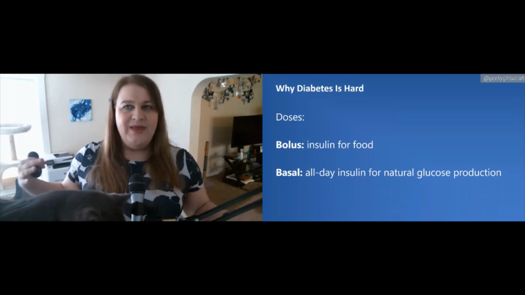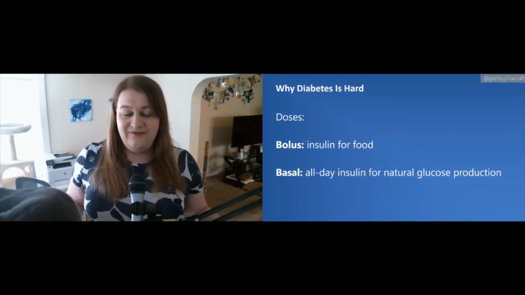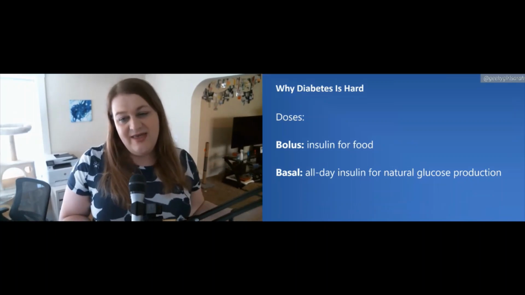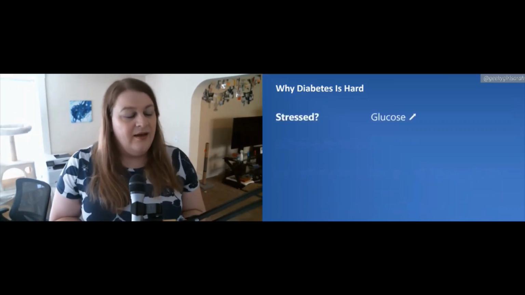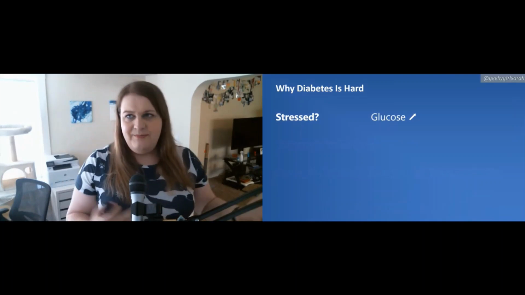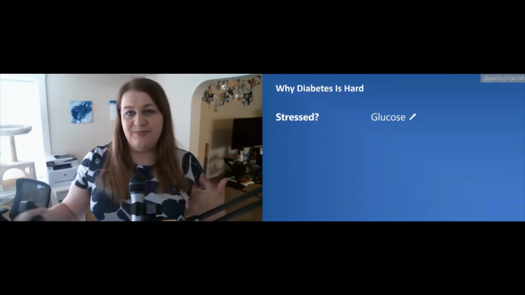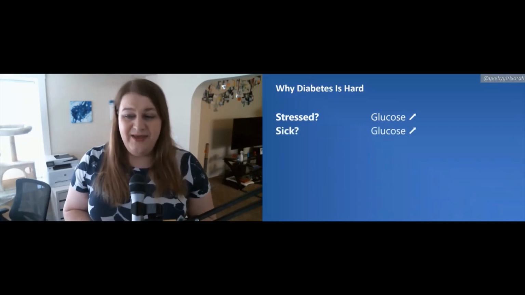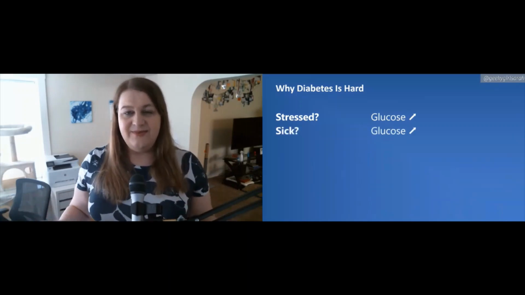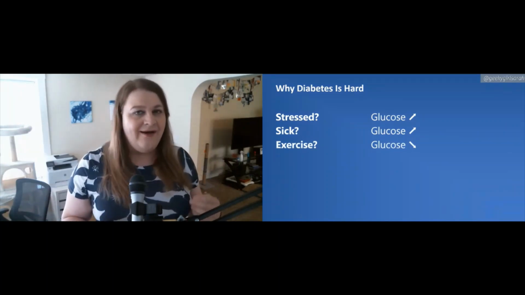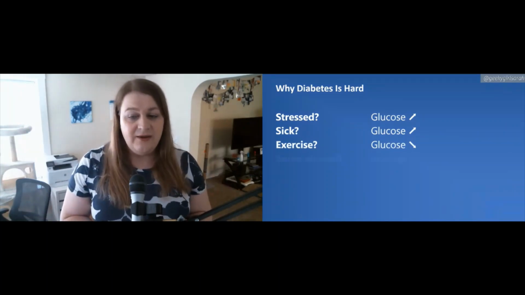So this will build up in your body even if you don't eat any food. So this is very important that you also consider this. If that's not difficult enough, let's keep making it harder. If you're stressed, your body's natural reaction is going to be to produce more glucose. If you're sick, your body's reaction is going to be to produce more glucose. If you exercise, that glucose is going to go down because your cells are using more energy.